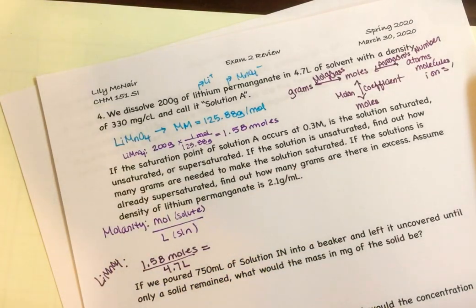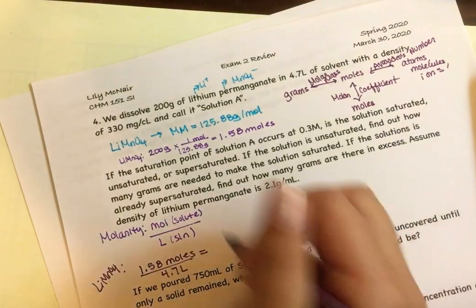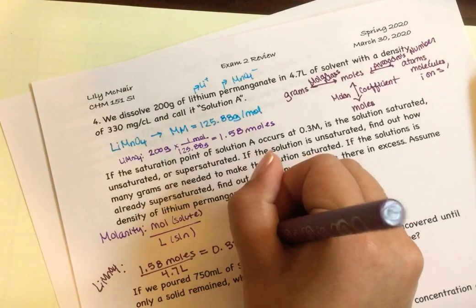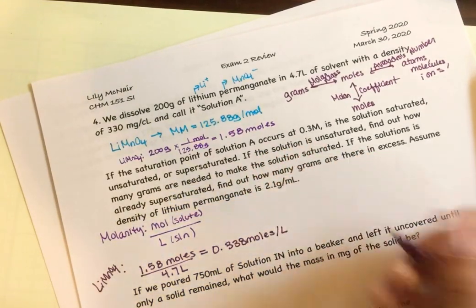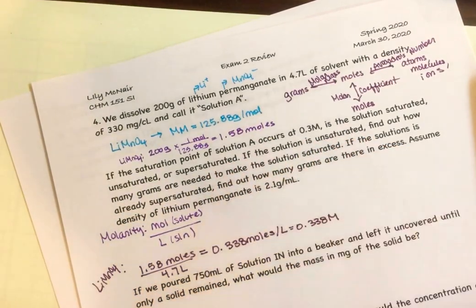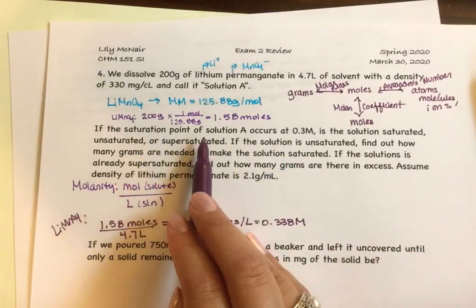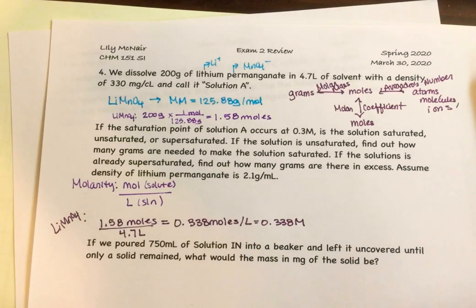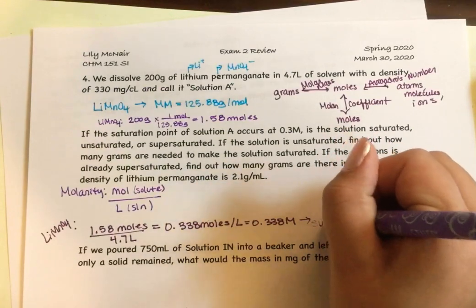What we get is about 0.338, depending on how you round, which is also equal to 0.338 capital M moles per liter. So we'll compare that with the molarity that we have up here for the saturation point of solution A, and we see that's 0.3 molarity. So that means that because this number is above this one, this is supersaturated.